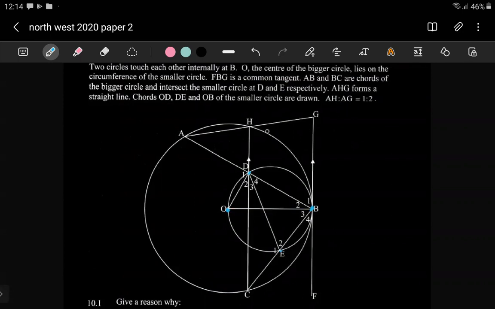And then they gave us a ratio. AH to AG is 1 to 2. So that kind of looks like it's going to help us, especially how we have a parallel line here, another line that's parallel there. So already with this triangle here, we can see we're going to be doing some proportionality theorem work here. Definitely, you can already see it's going to go down there.